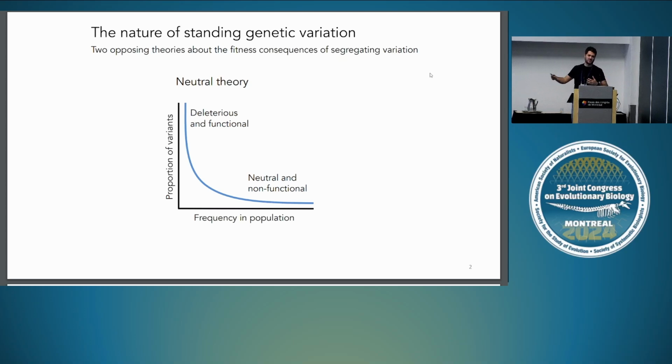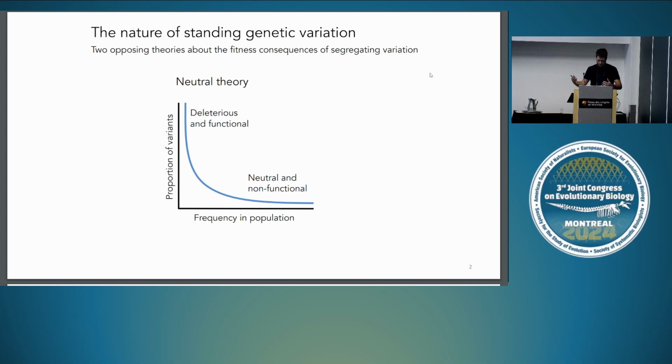It's actually an extension of the classical theory by Hermann Müller that proposes that variants that are at low frequency tend to be in a mutation selection balance where purifying selection is keeping them low, and they tend to be deleterious and have a functional consequence that we can measure experimentally. And neutral theory proposes also that variants that are more common in the population and have larger frequencies tend to be neutral or nearly neutral and be non-functional.